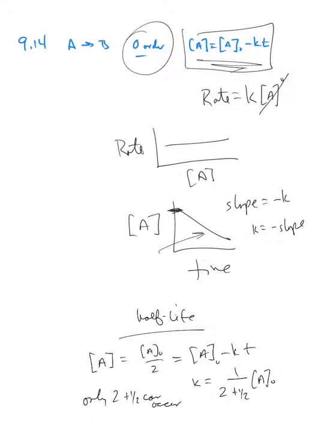Because if whatever your concentration was is exactly halved after a certain amount of time, well, you're going to end up with exactly 0 of the reactant in twice whatever your half-life was. So only 2 half-lives can occur in a zero-order equation.